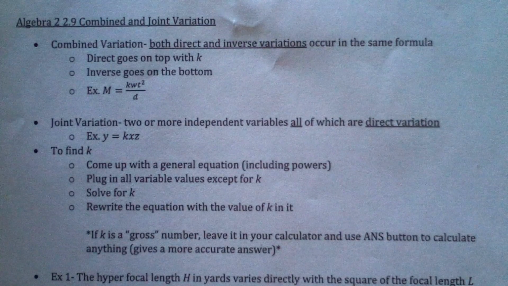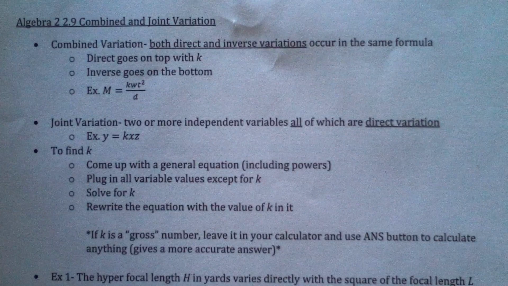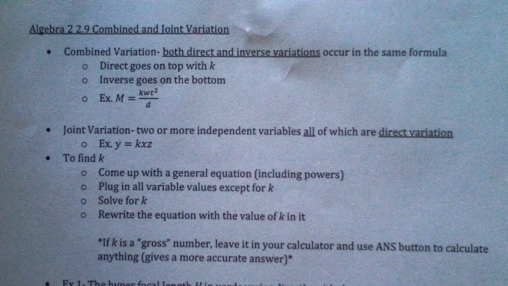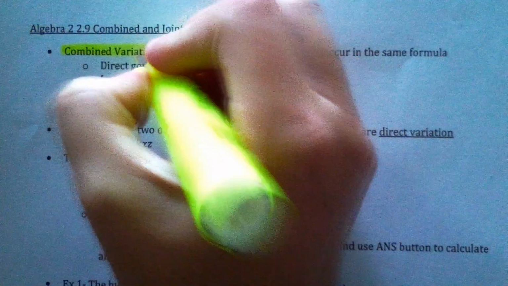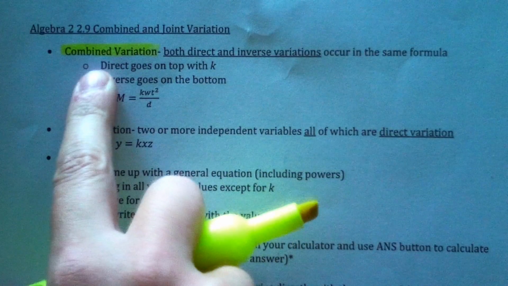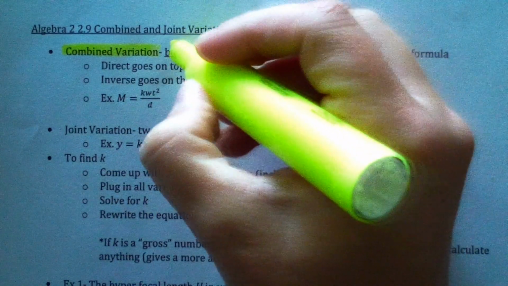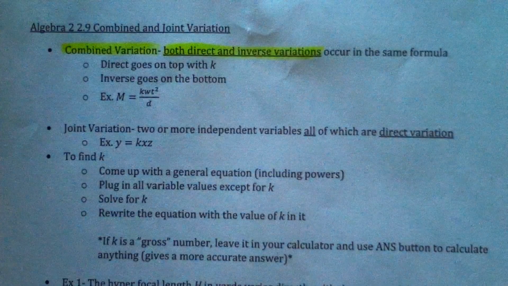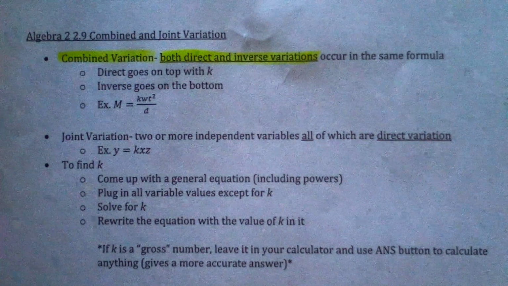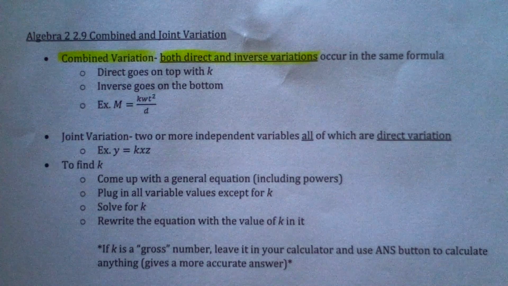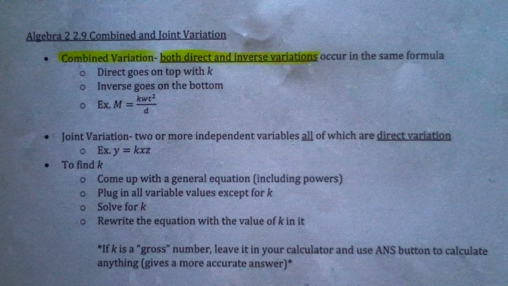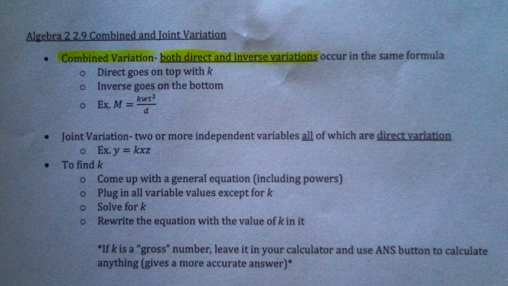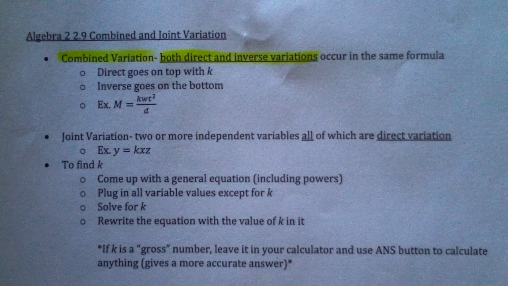We can have combined variation or joint variation, and the difference between the two. The combined variation, if you didn't underline it or highlight it, I would. So the combined variation, you're going to have both direct and inverse variations. You're going to have some direct stuff and they'll tell you what's direct, and you're also going to have some inverse stuff and they'll tell you what's inverse, but both of them are going to be in the same formula. Then as we know, direct goes on top with the k, the inverse stuff goes on the bottom, and then they kind of give you an example there.